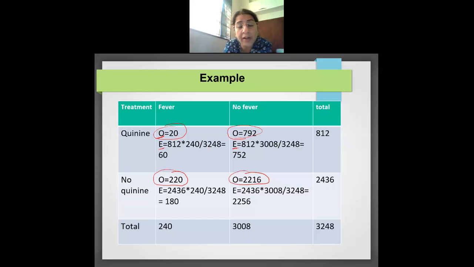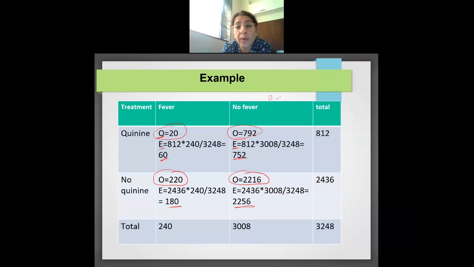For example, 20 is occurring here. The row sum is 812 and the column sum for 20 is 240. So E will be calculated as 812 multiplied by 240 divided by the total observation, 3248. That will give you 60. Likewise, for 792 no fever, the expected frequency will be row sum 812 multiplied by column sum 3008 divided by 3248. That will give you 752. Likewise for the others, you will get these values.